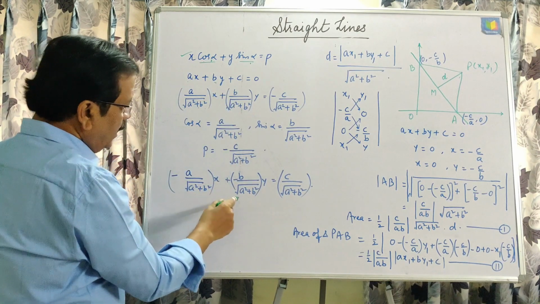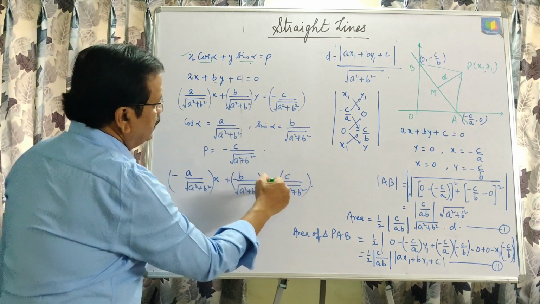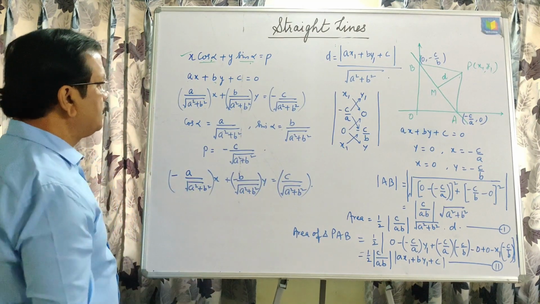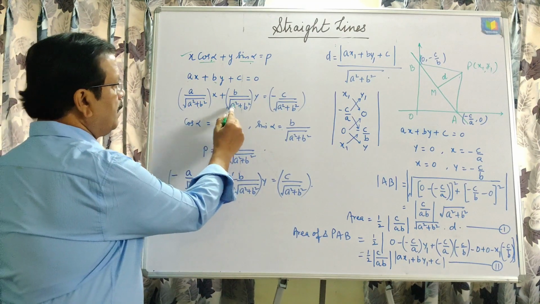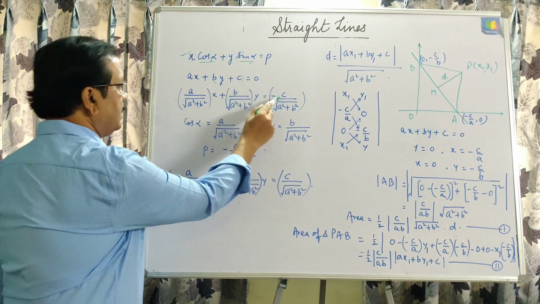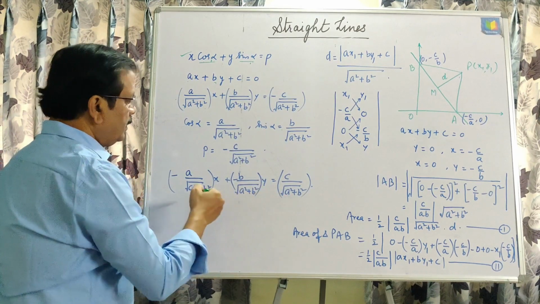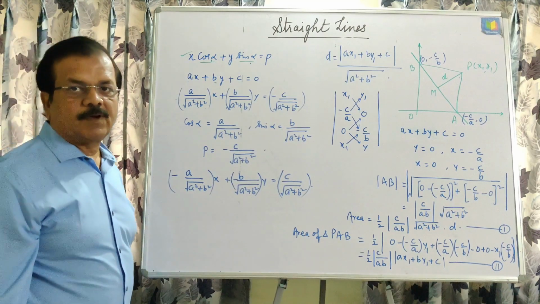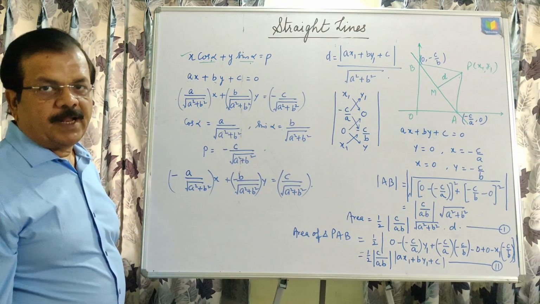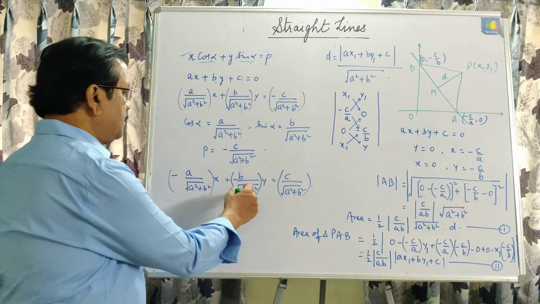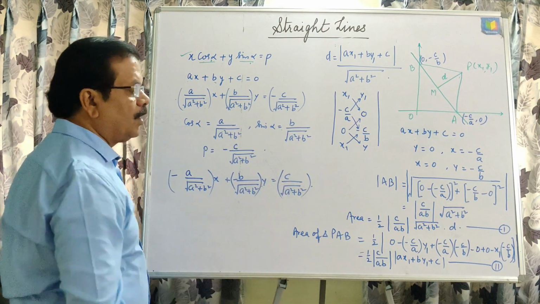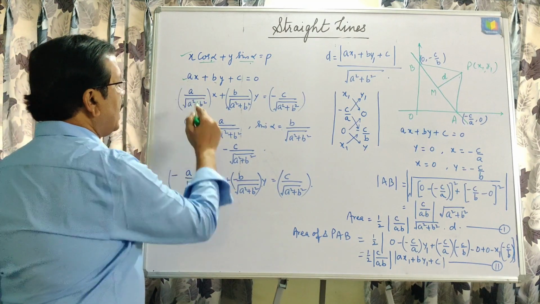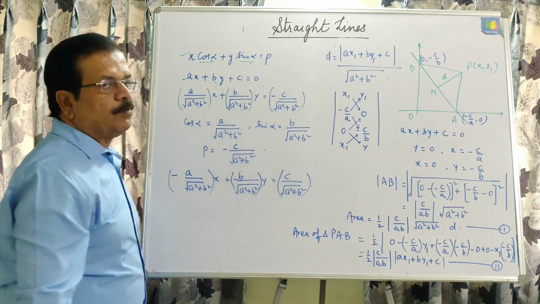Now next, if we want to write this term positive, then these two terms will be negative, because we multiply by a minus sign, and this will be positive. Then the equation will be of the form -a/root(a² + b²) into x plus, within brackets, -b/root(a² + b²) into y is equal to c/root(a² + b²). And this way we can reduce any equation to the perpendicular form.